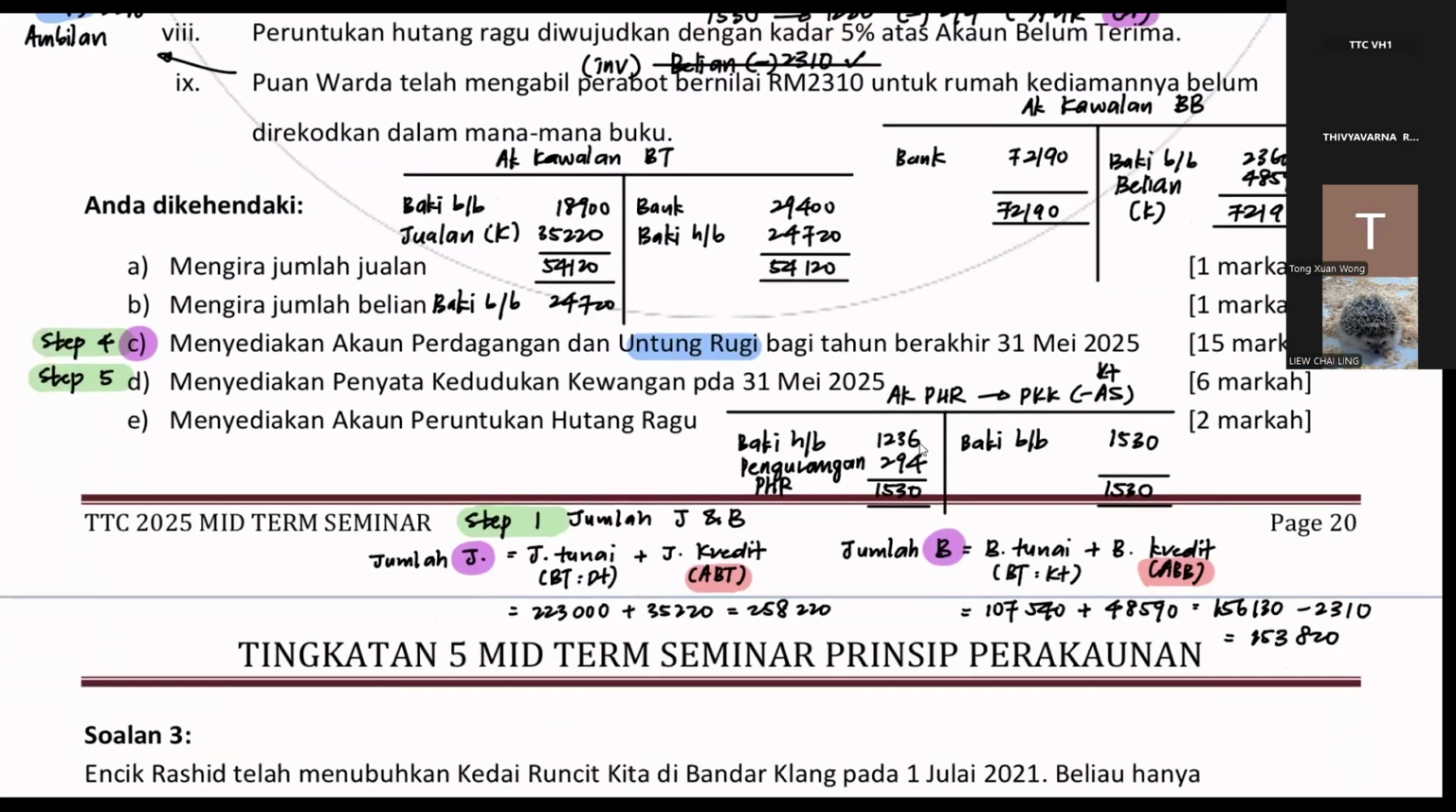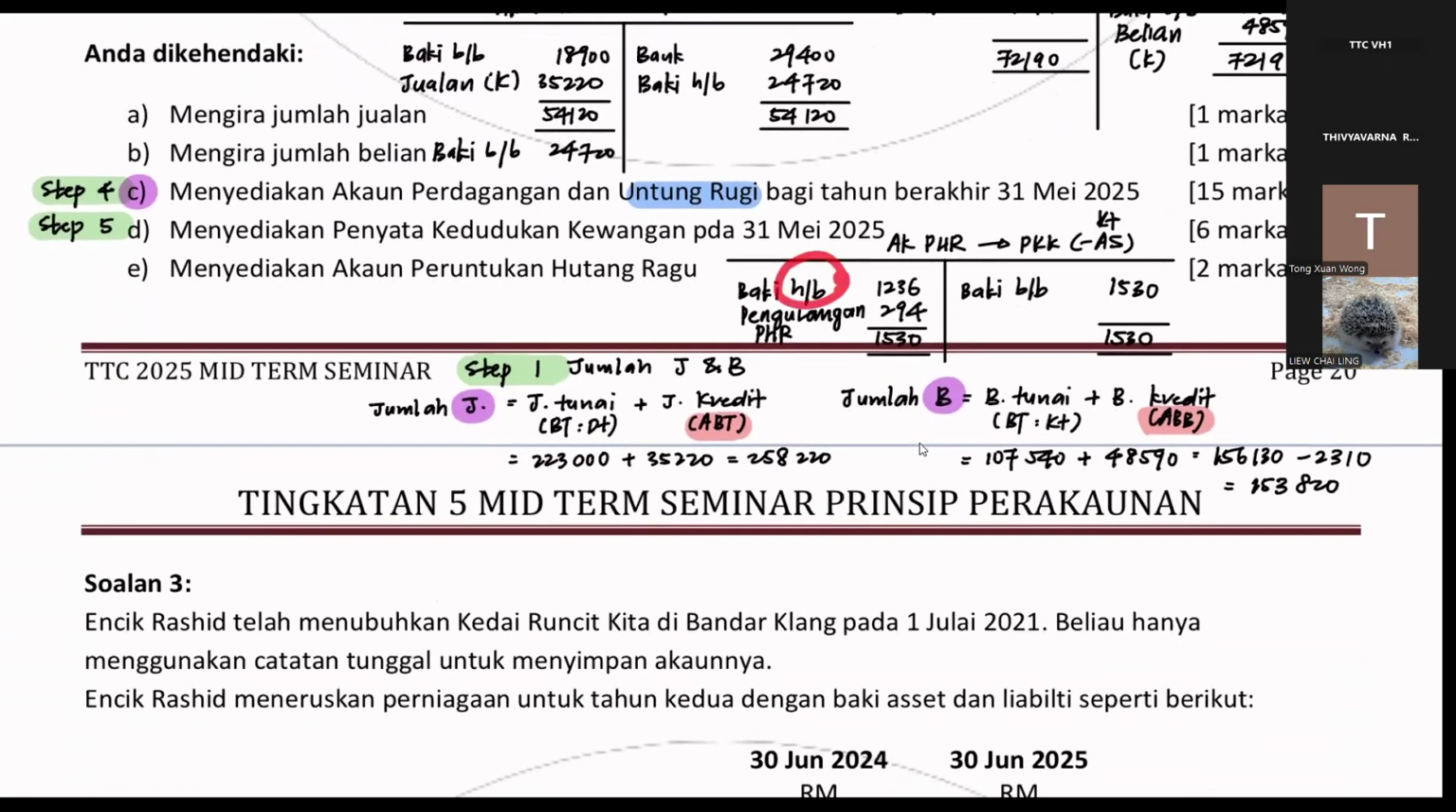Then don't forget last step. Whenever got Baki HB, put it to opposite side, become next year Baki BB. Then that's it lah. Every kind of PHR question will be exactly like this. Okay, then that's all for this question.